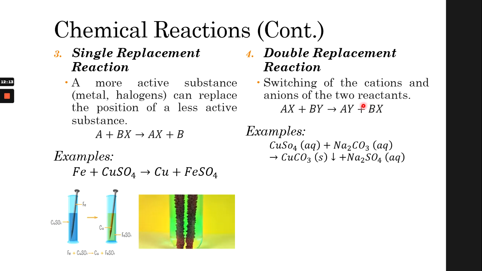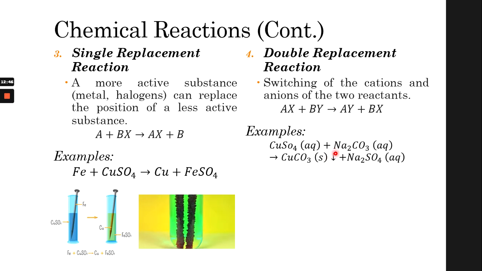Some examples: you have copper sulfate plus sodium carbonate. What happens is that copper is your cation and carbonate is your anion. You end up having copper carbonate, and then you have your sulfate and your sodium, so you end up having sodium sulfate. And you may see that this arrow right here just denotes that there is a precipitate formation.